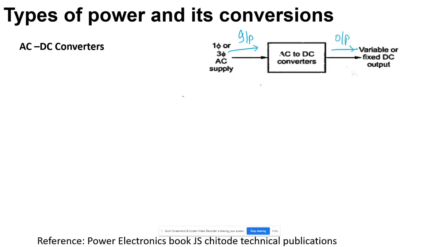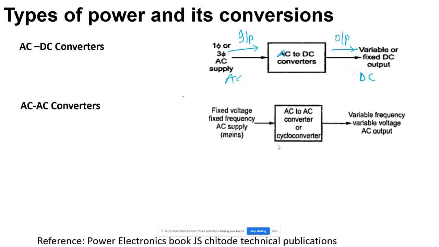So you need to understand, if you say AC to DC, input is AC and output is always DC. So you need to understand that. Similarly, we go for AC converters. Here input is AC, output is AC, but the difference is in terms of the magnitudes, either in terms of fixed frequency over here, variable frequency over there.